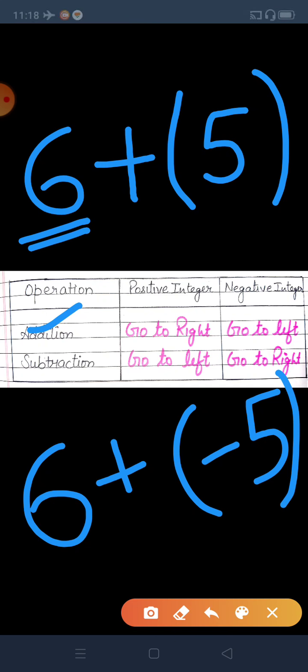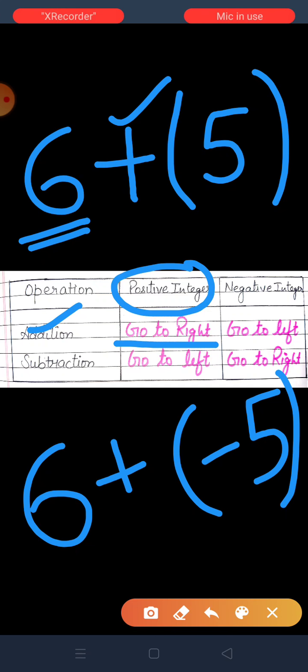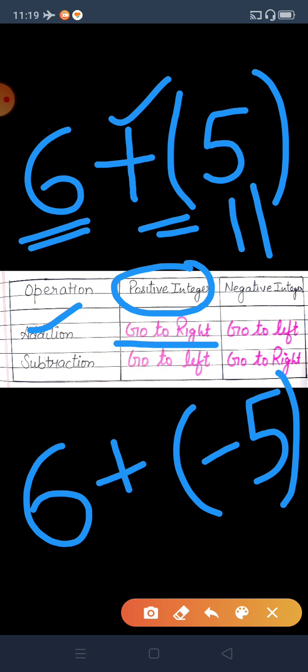First of all you have to go to 6. 6 is on the right side of the number line, as it is plus. So first you will go to the value 6, then you have to add a positive integer. Which side do you have to go? You have to go to the right side, in increasing positive integers: 6, 7, 8, 9, 10, 11. So we will reach 11.